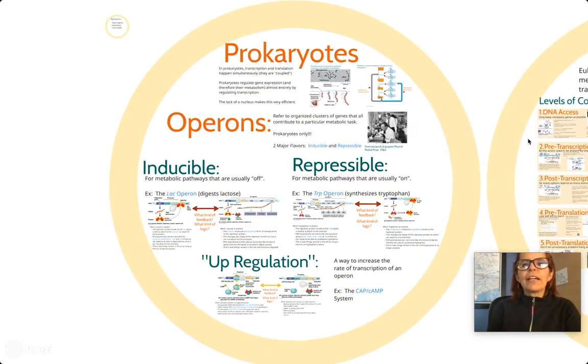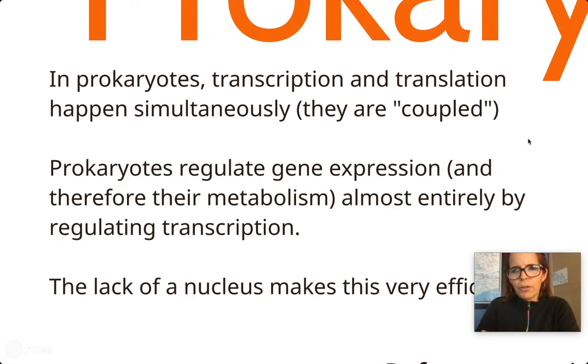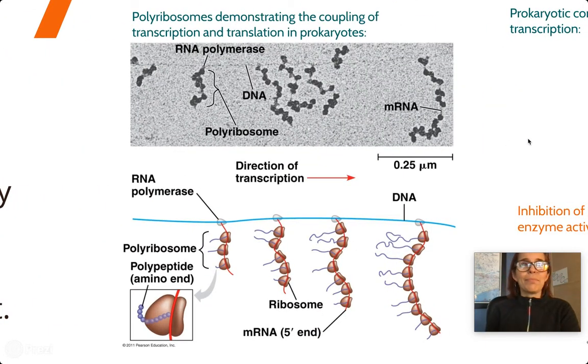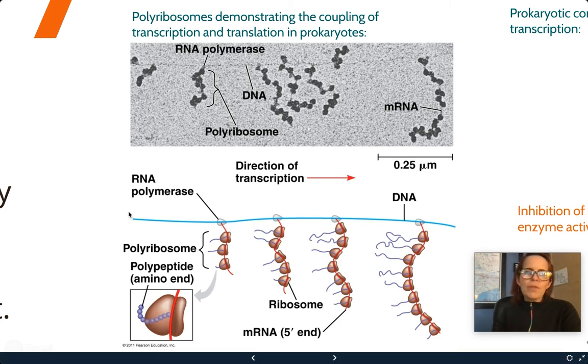Okay, in prokaryotes, just a quick reminder that because they don't have a nucleus, because they're tiny, they can couple transcription and translation at the same time. So it makes their process of gene expression super efficient and requiring a lot less different controlling factors that we're going to see in the eukaryotic notes. So this is an image we've already seen.